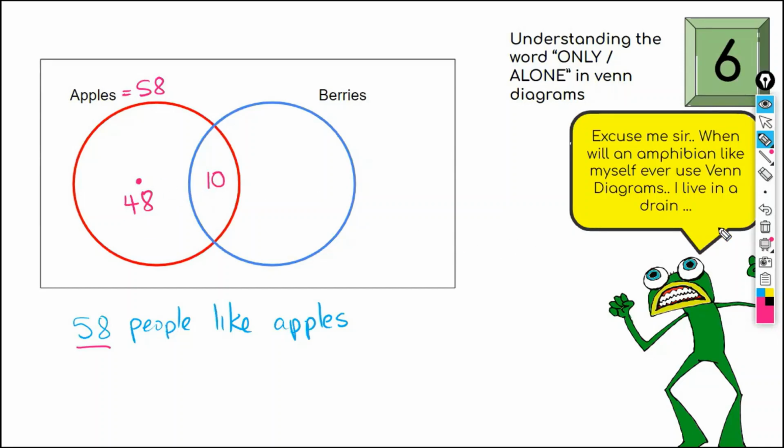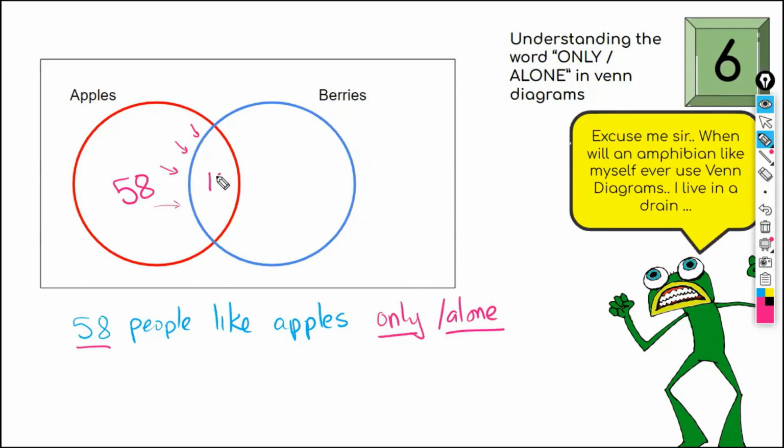All right? Now, if I come and tell you 58 people like apples only, or I use the word alone. You can use any one of these words. Whenever they use the word alone, then it goes inside. But that 58 is only up to the boundaries. It doesn't represent the entire circle.